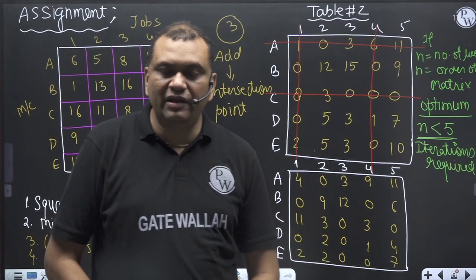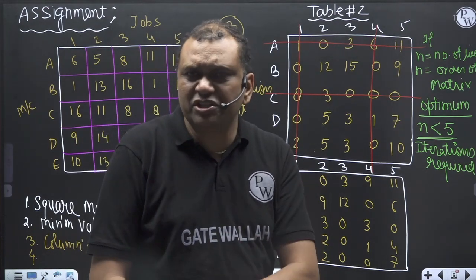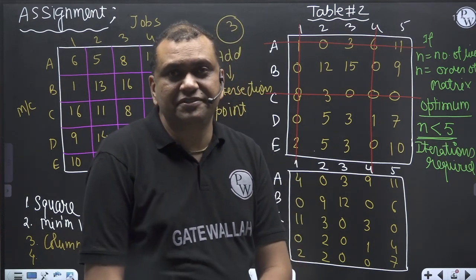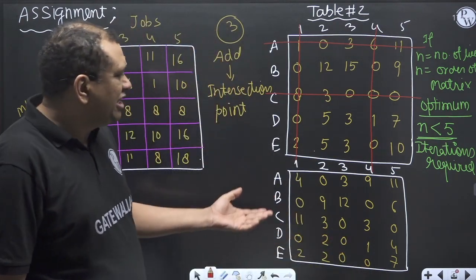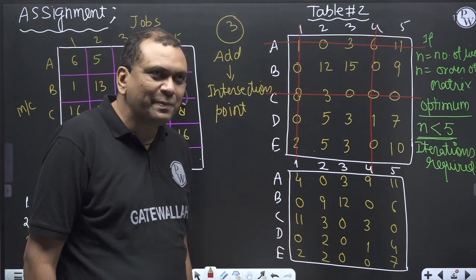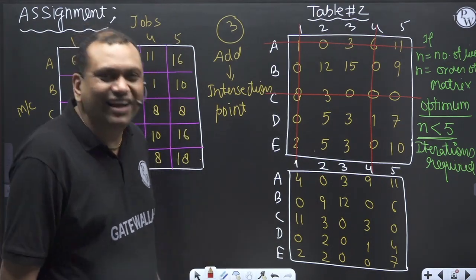Select the minimum element from the uncovered numbers, subtract it from each and every element, and add it at the intersection points. You have got a new table. Again do the same operation.